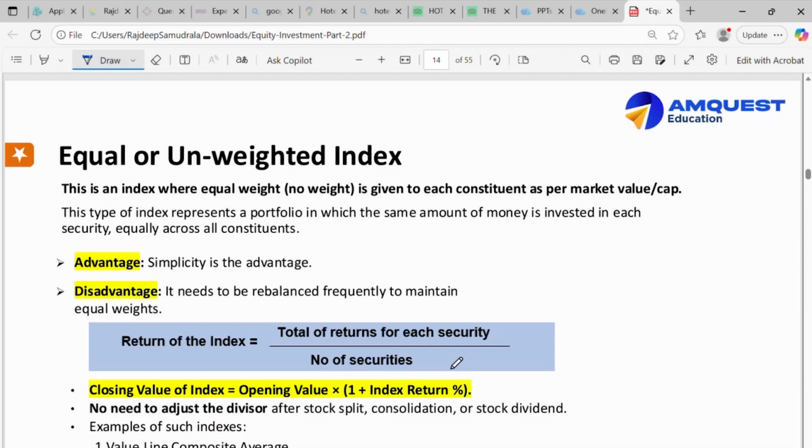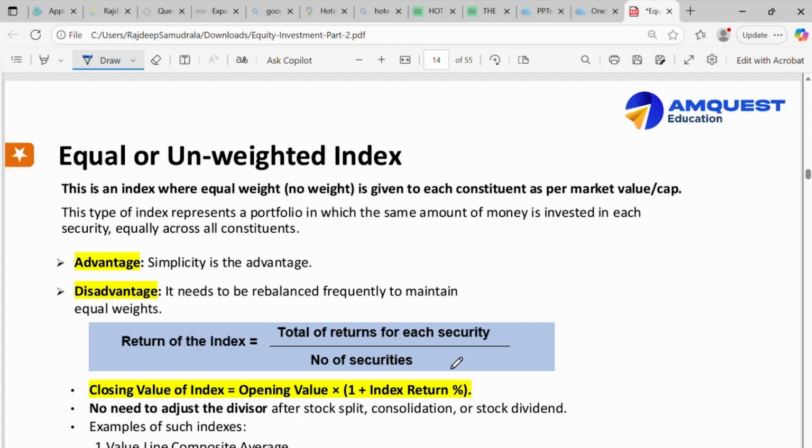And if you do this, what happened? You need to keep rebalancing the index frequently, which is honestly a pain, right? And you have to give some weightage. So therefore, not the best way to do it, but sure. But it's a useful, it's an easy parameter.